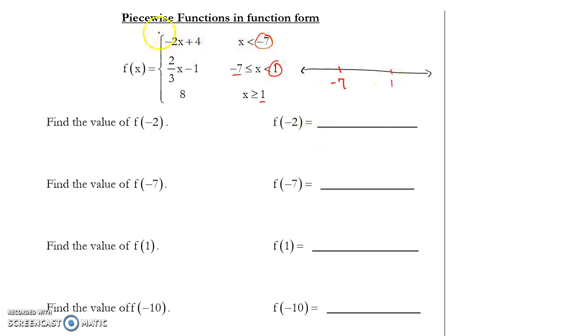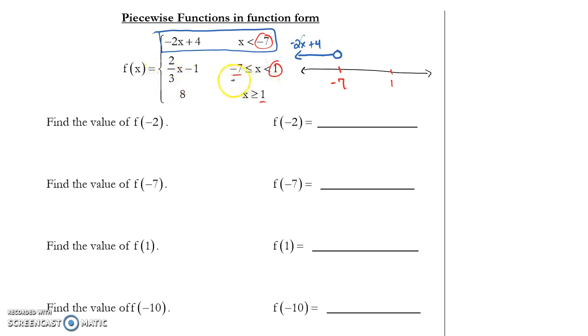Now, what this is saying is that my function is going to equal -2x plus 4 every time x is less than -7. Open circle and left. I might actually write in here -2x plus 4. This is indicating that any time I have a number that's over here, left of -7, I'm going to input it into that x.